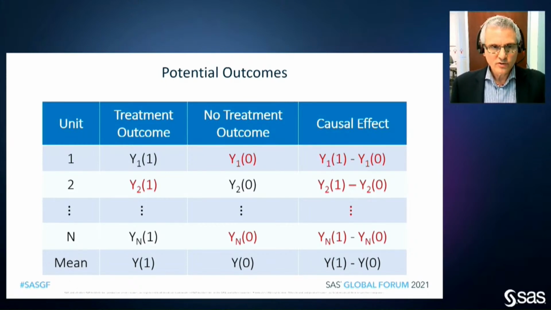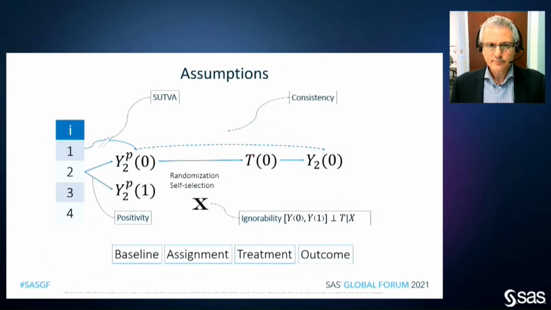However, the bottom row shows that if we compute the mean for each column, the treatment and the no treatment columns, we can compute a causal effect at the population level by differencing the means. To do this, we must meet certain conditions. But that quantity, the causal effect at the population level, is called the average treatment effect, ATE, or the average causal effect, ACE.